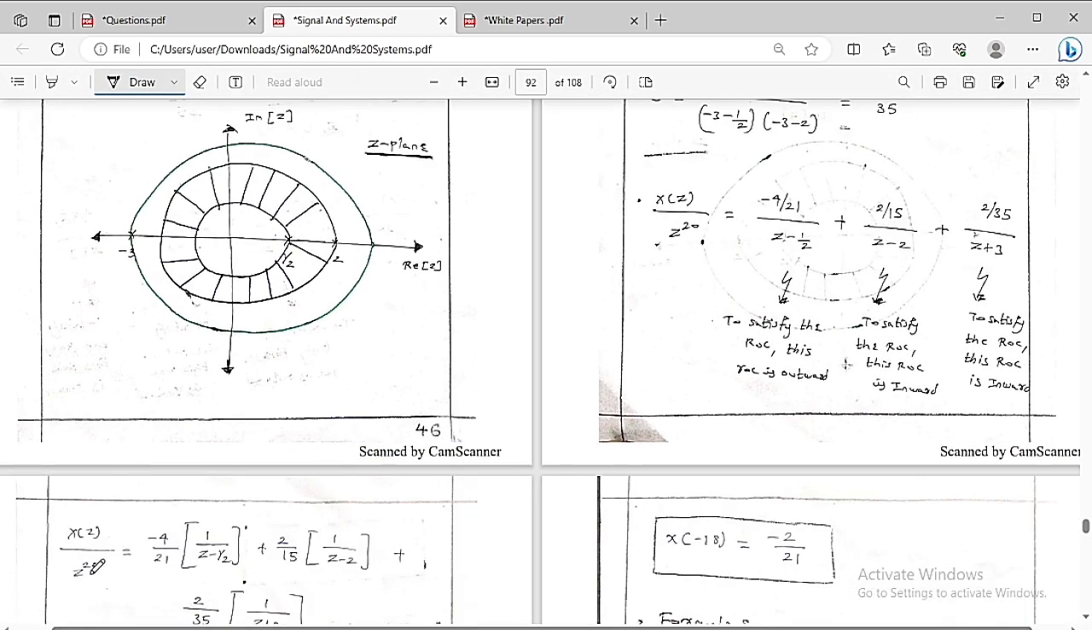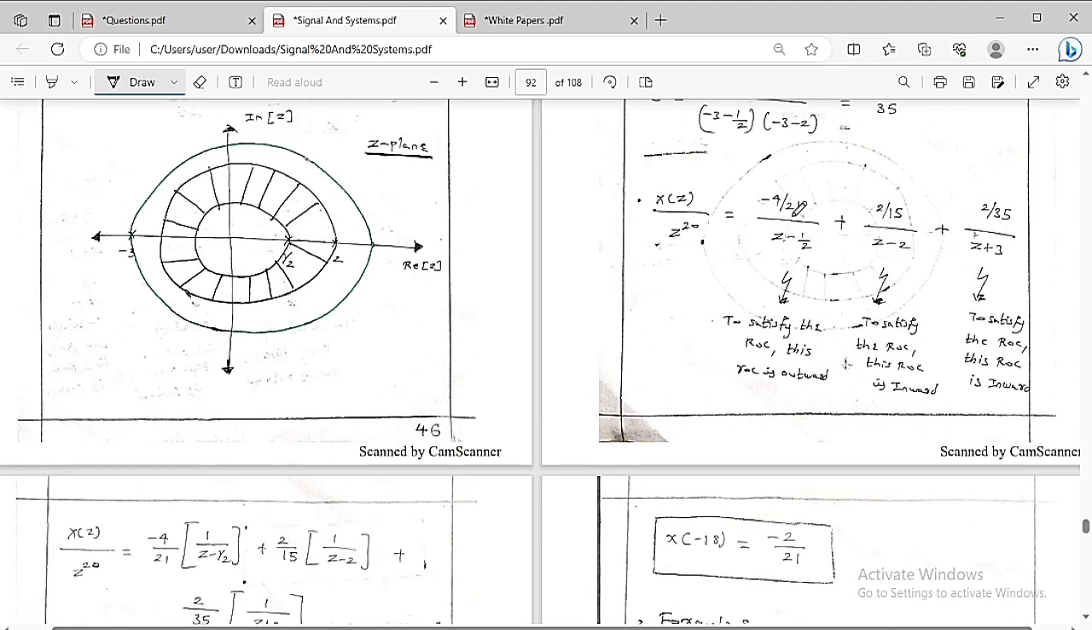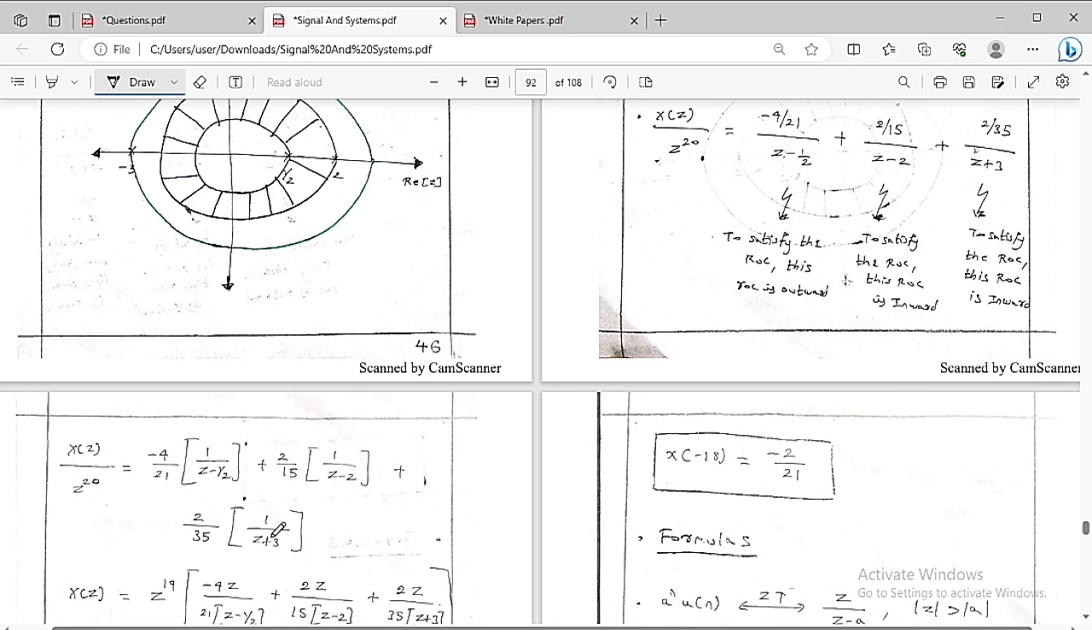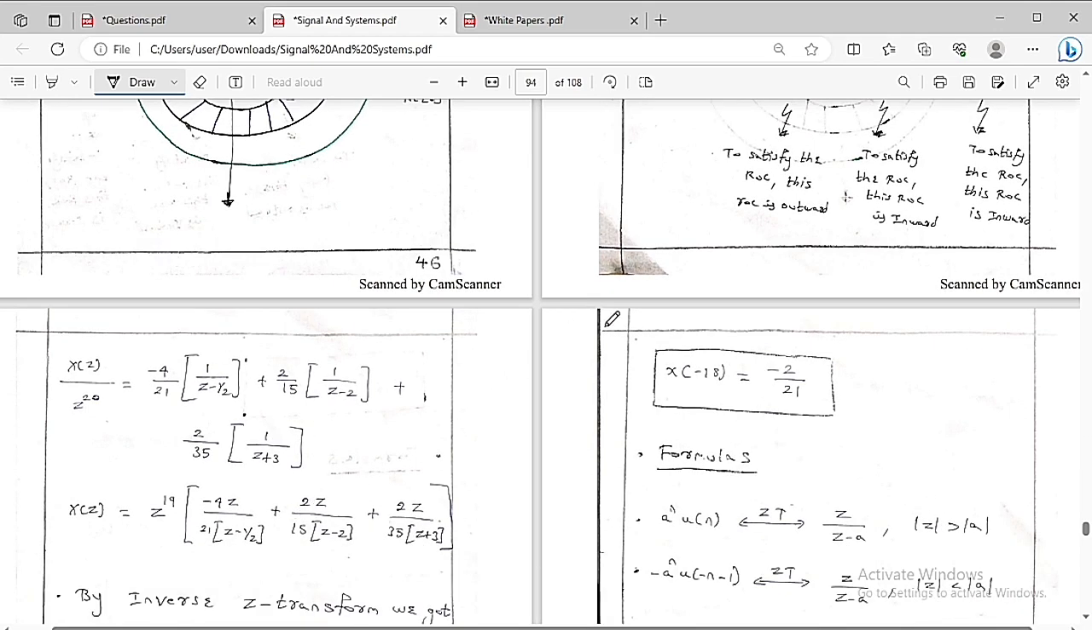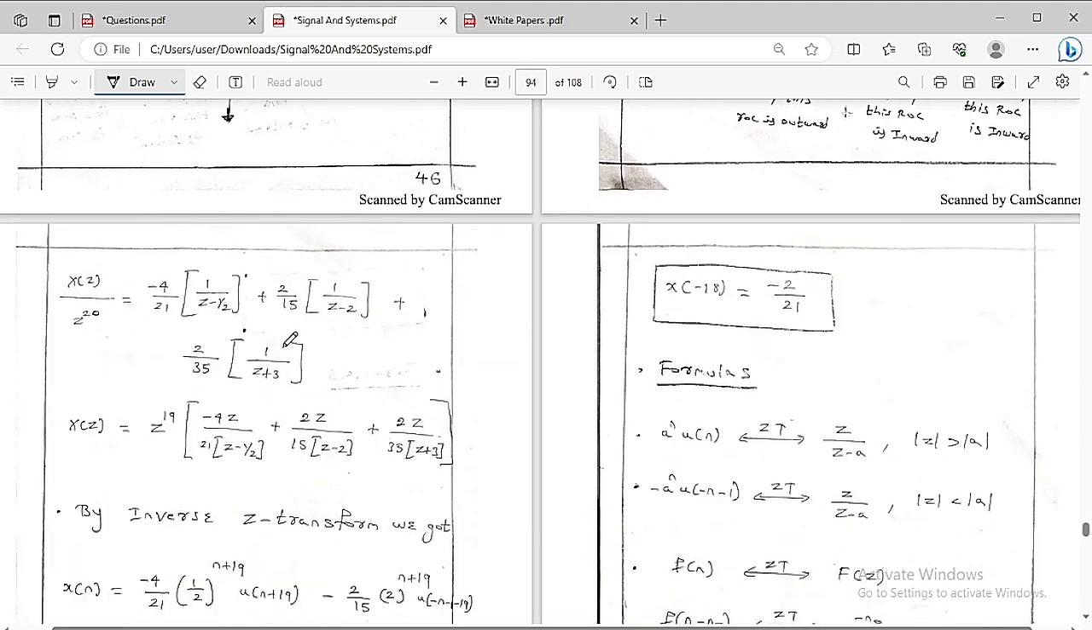So X(z) z to the power of 20 is equal to, I will write it in a different fashion, which is minus 4 by 21 into 1 by (z minus half) plus 2 by 15 into 1 by (z minus 2) plus 2 by 35 into 1 by (z plus 3). Same thing I have done just already. This is the constant outside. So I have written like this.